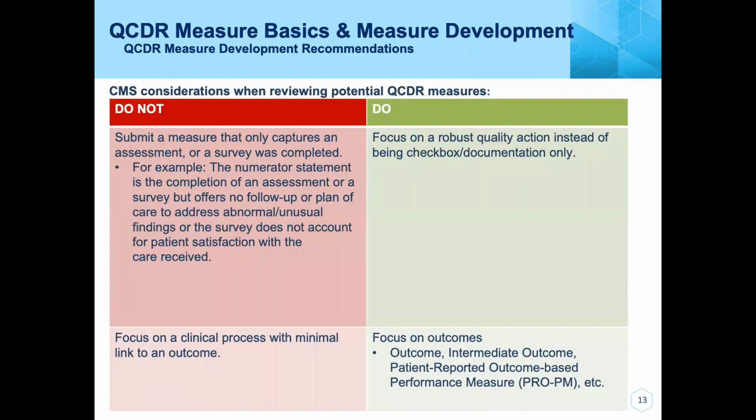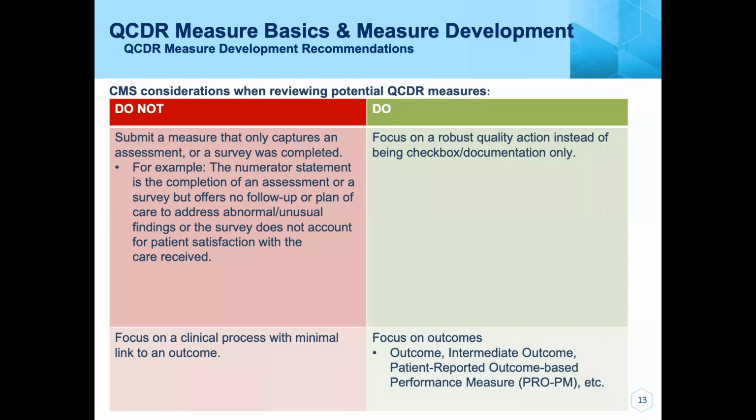So each year, CMS and the PIMS team receive hundreds of QCDR measures for review during the self-nomination period. So we try to look at possible trends or common feedback that we may be giving to QCDRs to be considered during measure development. In these next few slides, we're going to walk through a few of the typical scenarios for your consideration to hopefully give you a better opportunity for the measure to be approved as a QCDR measure.